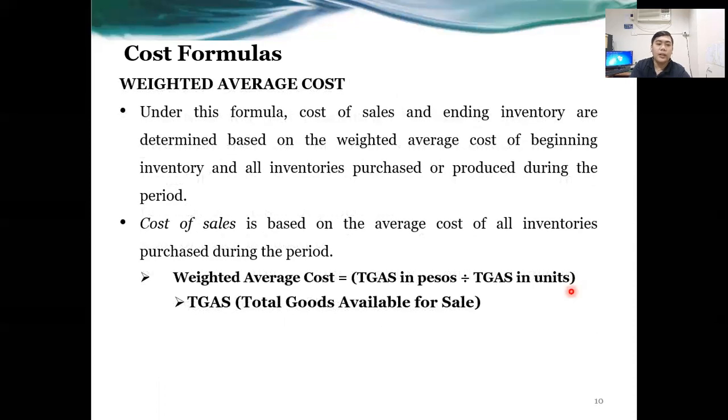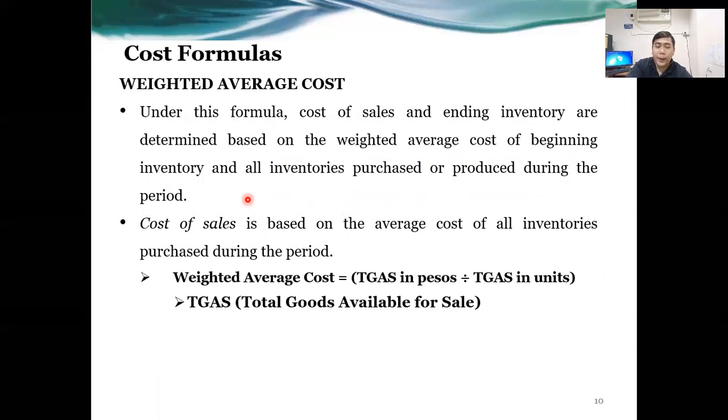Another cost formula is the weighted average cost. What is weighted average? Under this formula, cost of sales and inventory are determined based on the weighted average cost of beginning inventory and all inventories purchased or produced during the period. Okay? We will illustrate it in the computation later on.